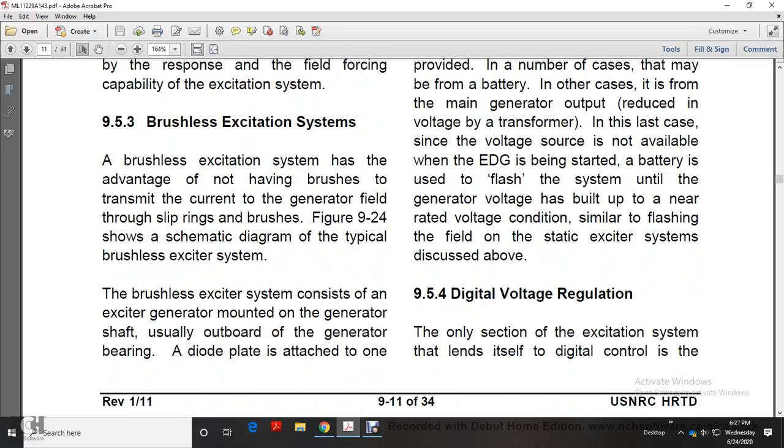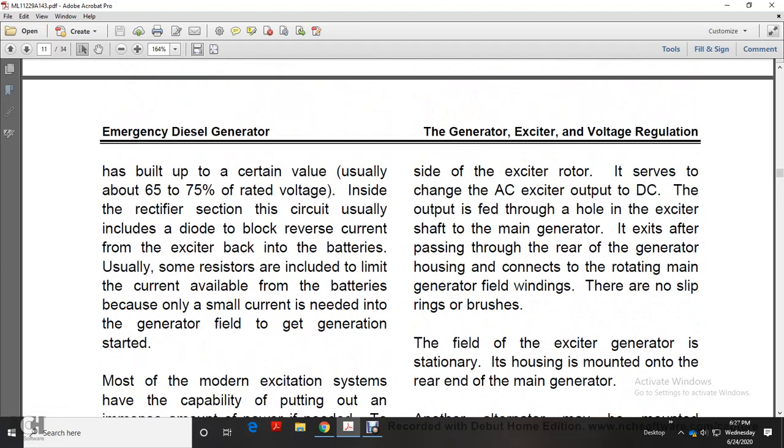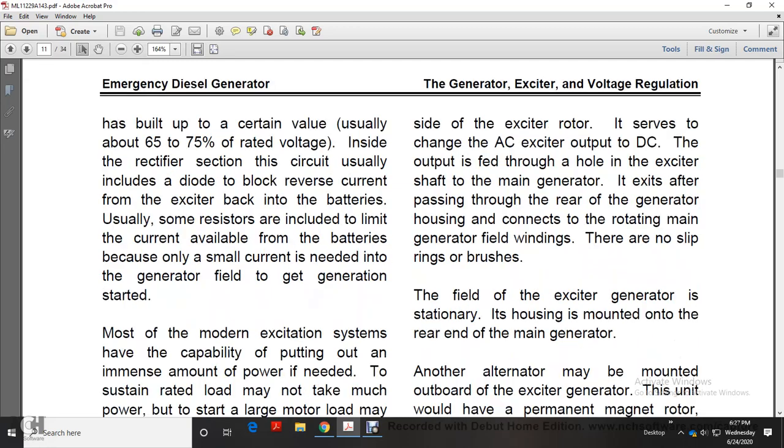A brushless exciter system consists of an exciter generator mounted on the generator shaft, usually outboard of the generator bearing. A diode plate attaches to one side of the exciter rotor, converting the AC output to DC output, which is fed through the hollow exciter shaft of the main generator. It exits from the rear of the generator housing, connecting with the rotating main generator field windings. There are no slip rings or brushes. The exciter generator field is stationary, with the housing mounted onto the rear end of the main generator.